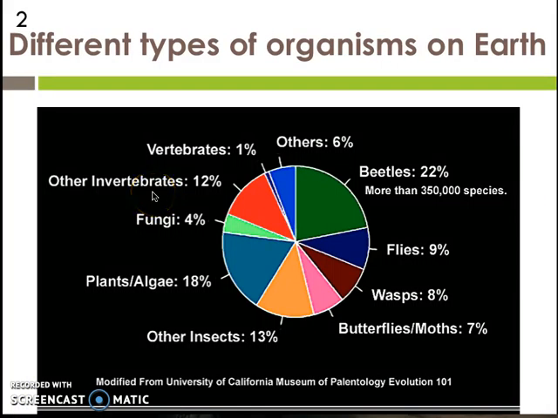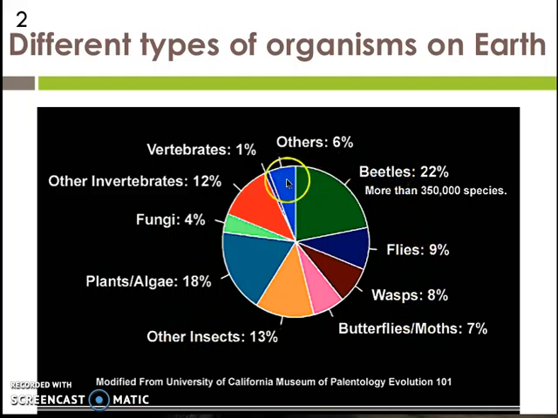So there are many different types of organisms on Earth, as I just said before. But here we're looking at a pie chart, and it looks a bit complicated, but let's try to dissect it and dive in. So here we have vertebrates, so organisms with backbones, invertebrates, so no backbones. We have fungi, which is like a mushroom or something, plants and algae, insects, wasps, butterflies, flies, beetles.